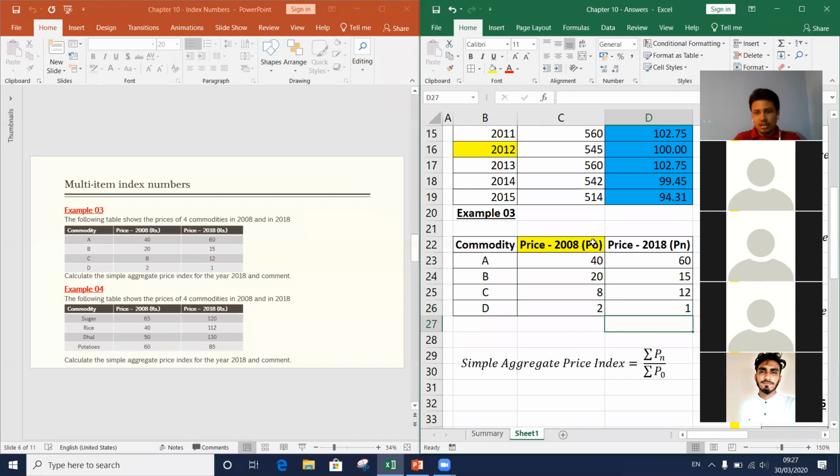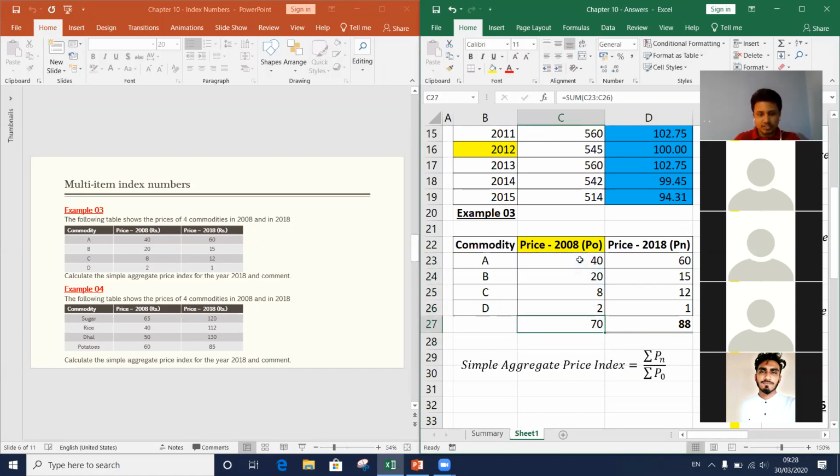Now, sigma Pn. කොහොමද ගන්නෙ? Sigma Pn means the sum of current year prices. These are my current year figures. මෙන්න මේ ටිකේ එකතුව තමයි අපි කියන්නේ sigma Pn. That is 88. Current year prices වල එකතුව. එහෙනම් sigma P naught means what? The sum of base year prices. Base year prices වල එකතුව, 70.